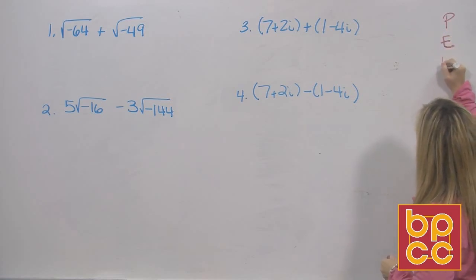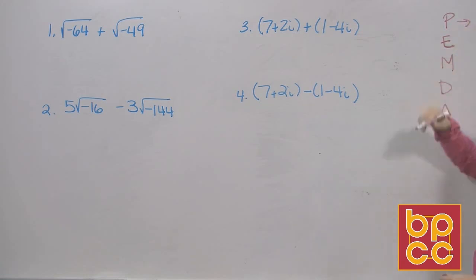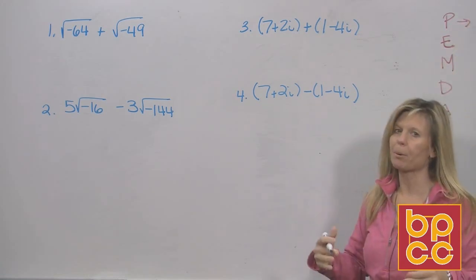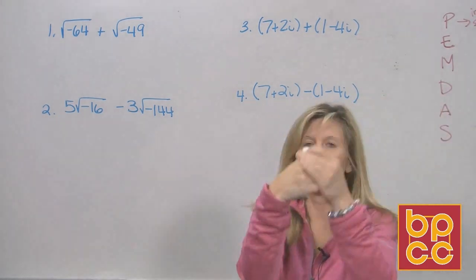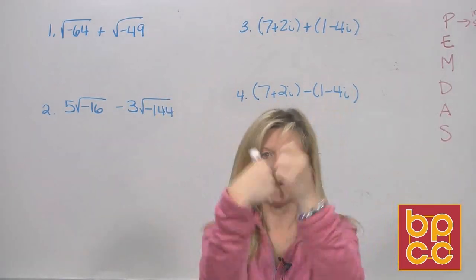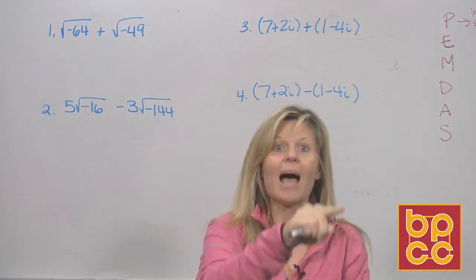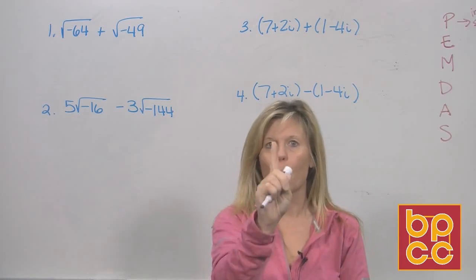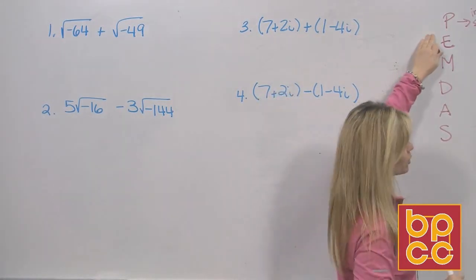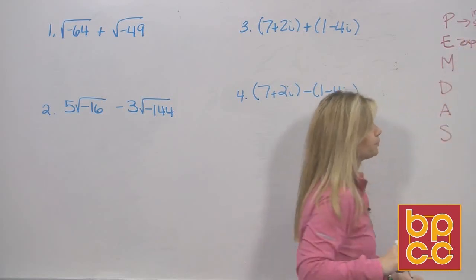Please excuse my dear Aunt Sally. P means parentheses, but P does not only mean parentheses. It means to work whatever is inside a symbol. So if you have parentheses, you work the inside. If you had a bracket, you'd work what's on the inside. If you had absolute value, you'd work on the inside. If you had a square root, you'd work on the inside. You always want inside a symbol one number. So you always do that first. E means exponent. If there's an exponent, that goes next.